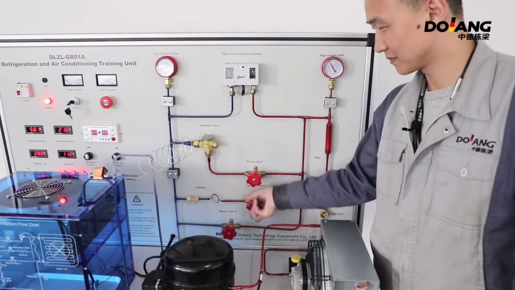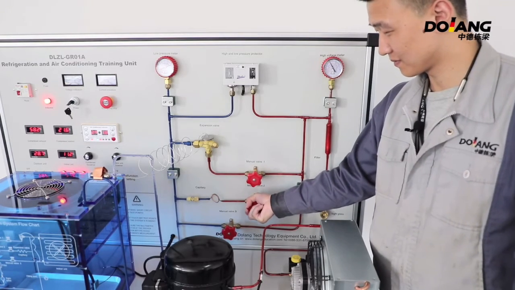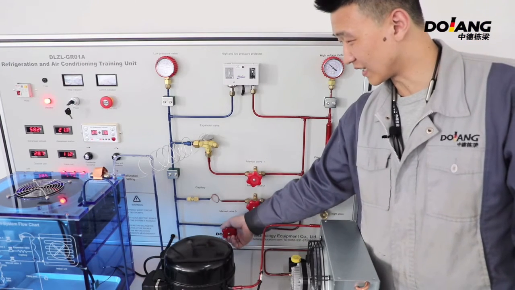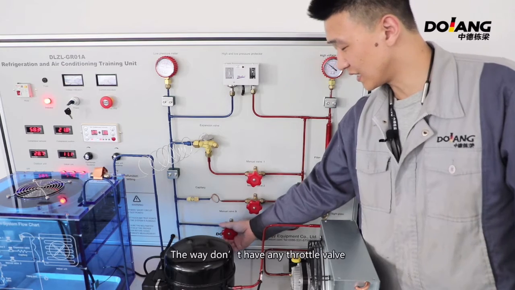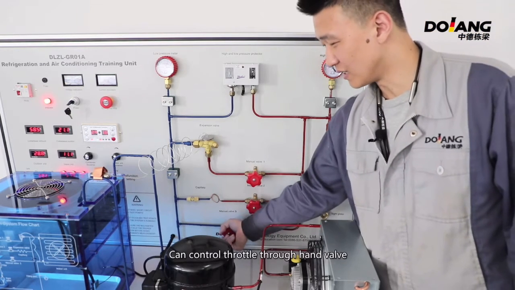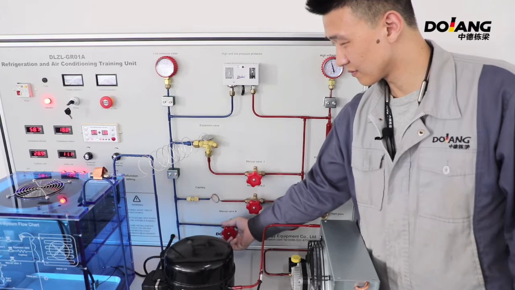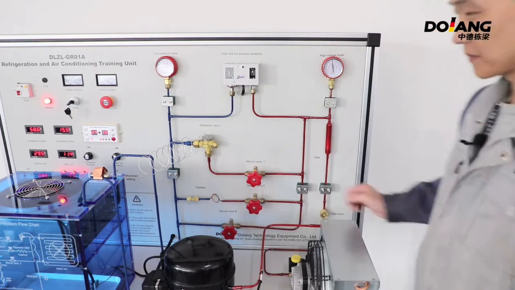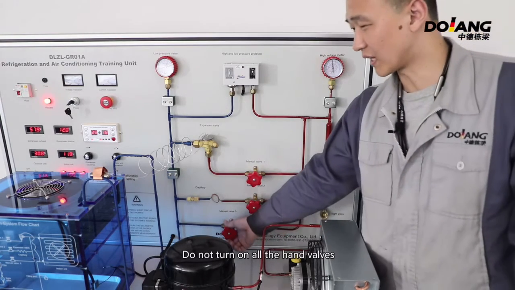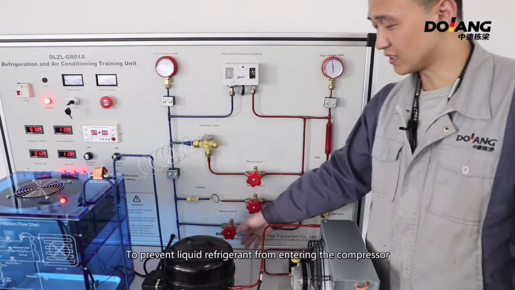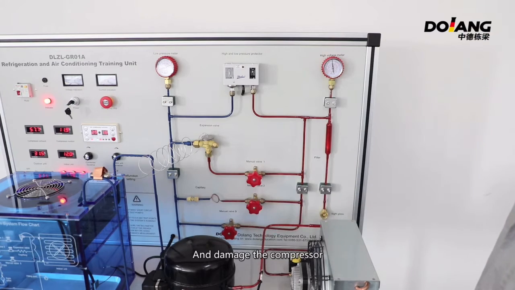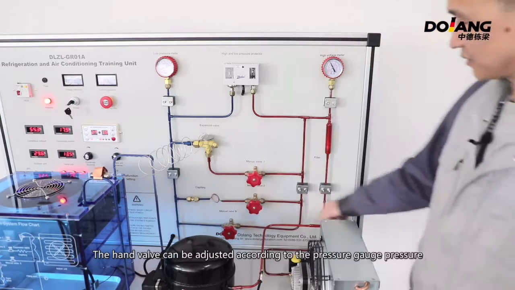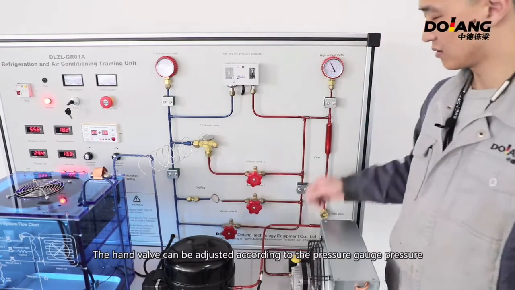Do not turn off all the 3 way valves for more than 1 minute. The third way doesn't have any throttle valve. You can control throttling through the hand valve. Do not turn on all the hand valves, to prevent liquid refrigerant from entering the compressor. Frost has started here. The hand valve can be adjusted according to the pressure gauge pressure.